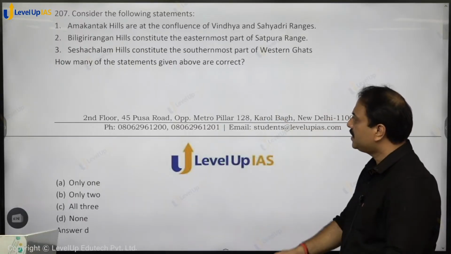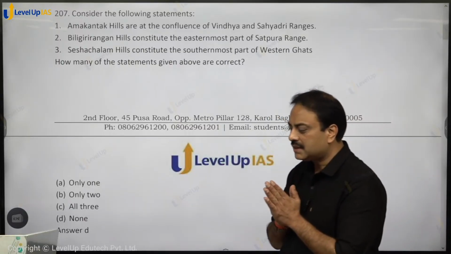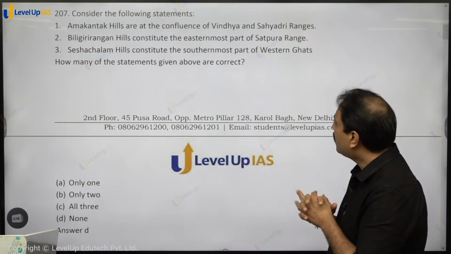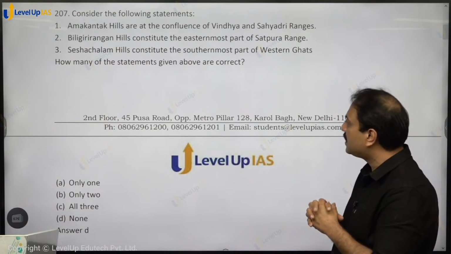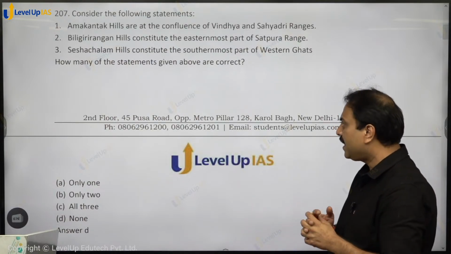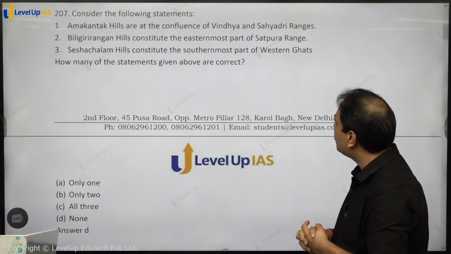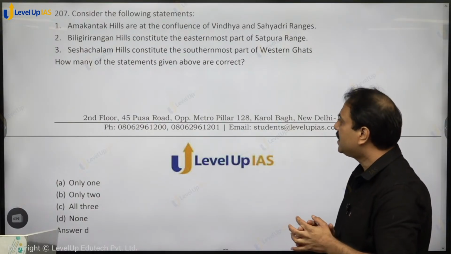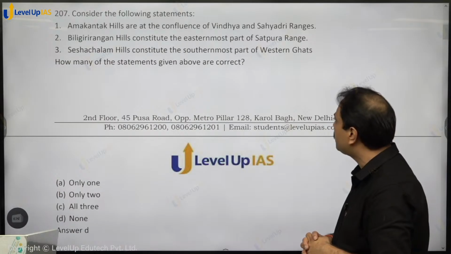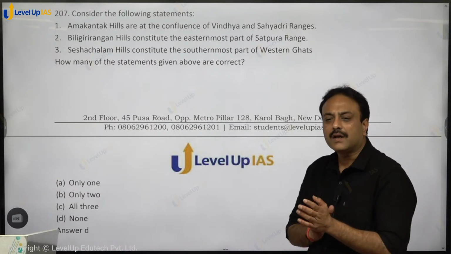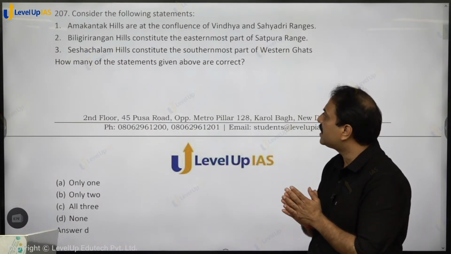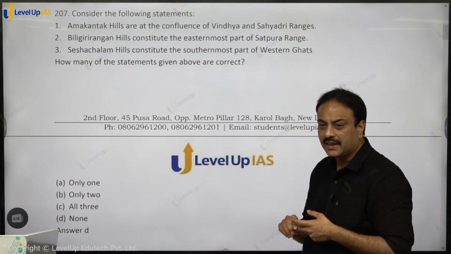Consider the following statements. Amarkantak Hills are at a confluence of Vindhyas and Sahyadri. Biligiri Rangan Hills constitute the easternmost part of Satpura range. Sheshachalam Hills constitute the southernmost part of Western Ghats. Now the first statement, Amarkantak Hills are at a confluence of Vindhyas and Sahyadri.